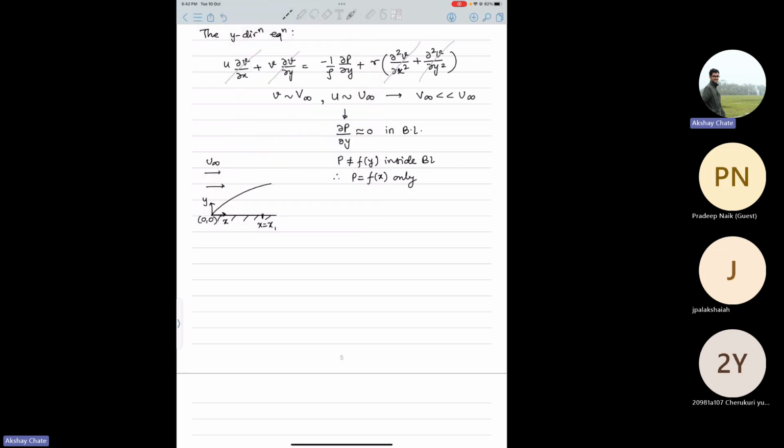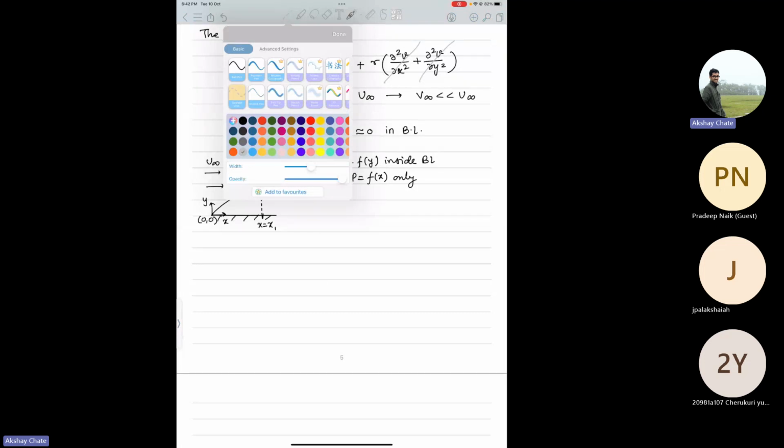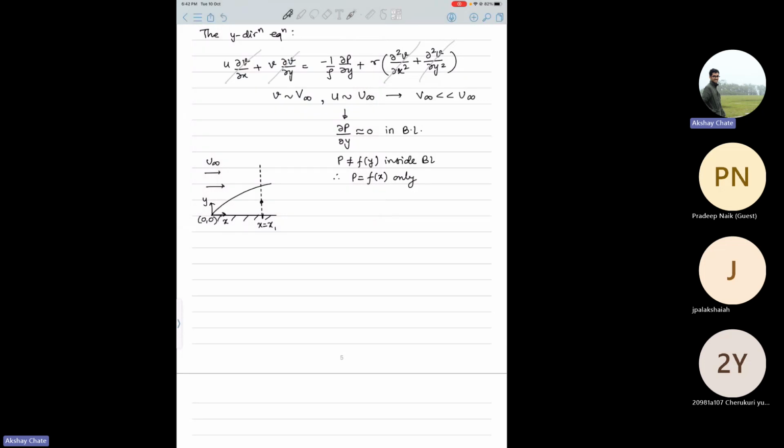if I take a cross-sectional line here, what this conclusion from the y-directional equation means is that at this point, let's say pressure is equal to P1, and at this point also there is some pressure equal to P2. But since pressure is not a function of y, P1 and P2 will be equal, as both are at x equal to x1. Are you getting my point? At any x, if you take a vertical line, and therefore pressure is only a function of x in the boundary layer.